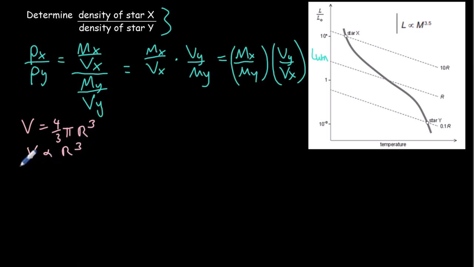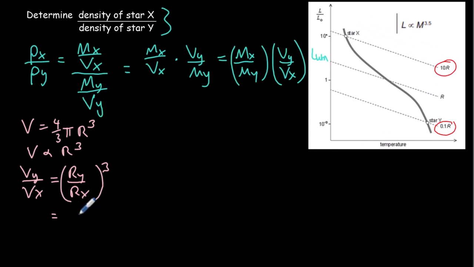And that means that the volume of y divided by the volume of x has to equal the radius of y over the radius of x all cubed. And the radius of star Y is 0.1 r. The radius of star X is 10 r. So this is going to equal 0.1 r divided by 10 r all cubed. And that will come out to be 10 to the minus 6.